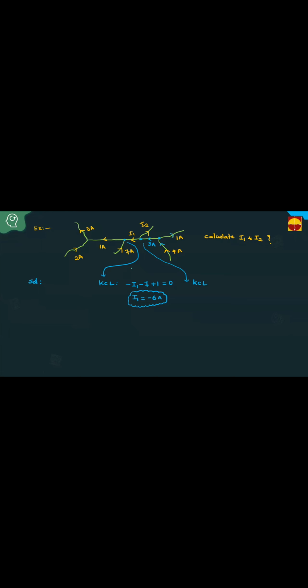At this node, if you apply KCL, 3 ampere is entering, I1 and I2 are leaving. Minus 3 plus I1 plus I2 equal to 0. I1 plus I2 equal to 3. From this, what is I2? I2 equal to 3 minus I1. What is I1? I1 equal to minus 6 amperes. 3 plus 6, 9 amperes. So you got I1 equal to minus 6 amperes, I2 equal to 9 amperes. Clear, friends? Like this you have to solve. It's completely based on KCL. Any doubt?